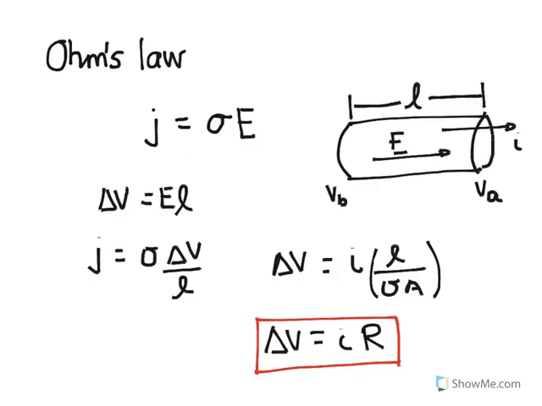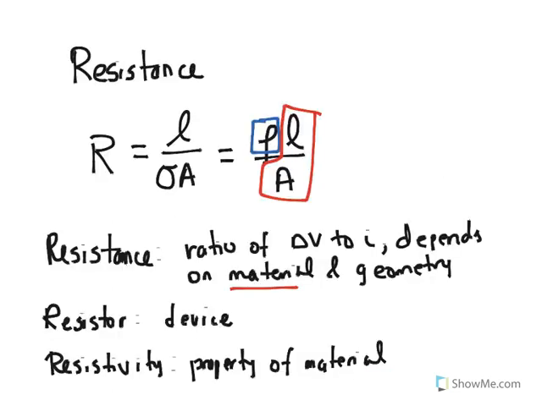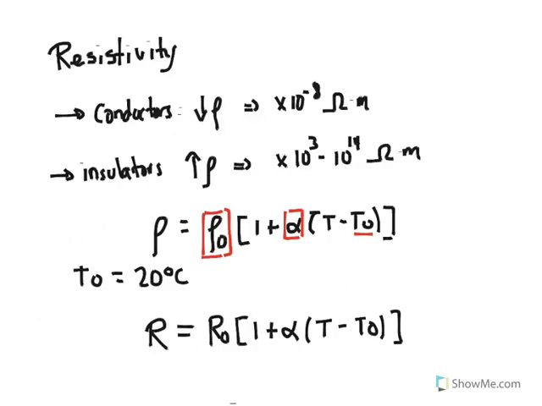So in this tutorial we stated Ohm's law, the difference between resistance, resistor and resistivity, how to calculate the resistance given the property which is resistivity and the geometry given by length and area, and how to account for the resistivity, which is usually in tables, and the variation with temperature.